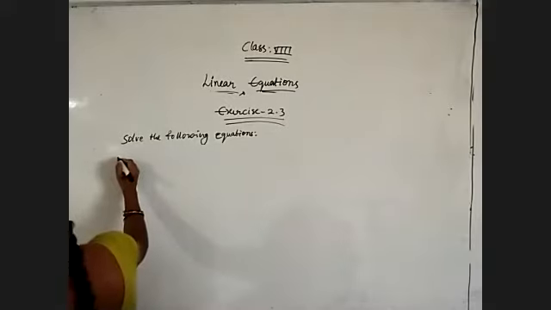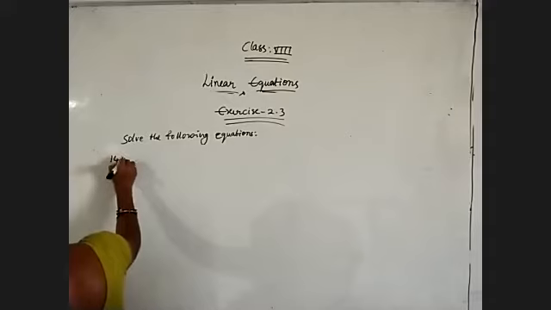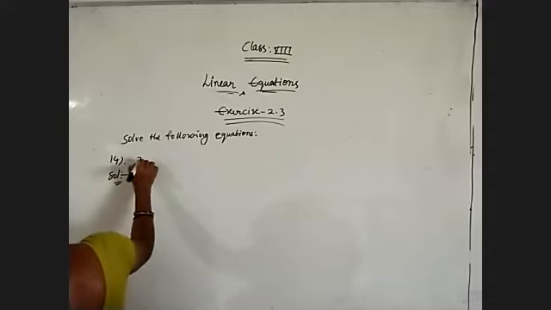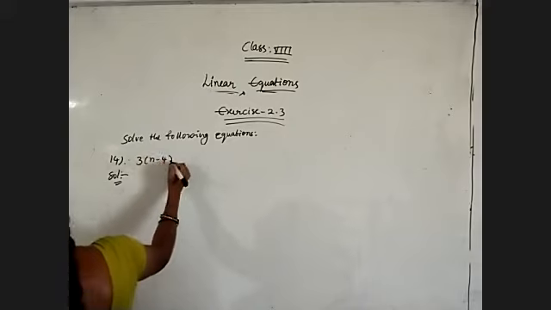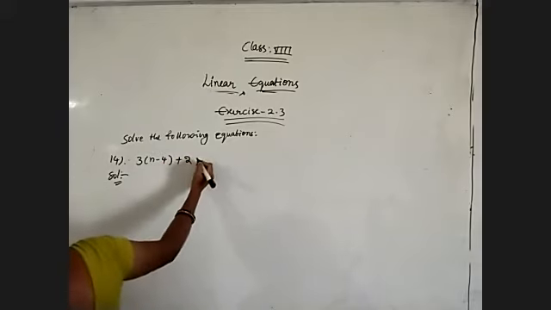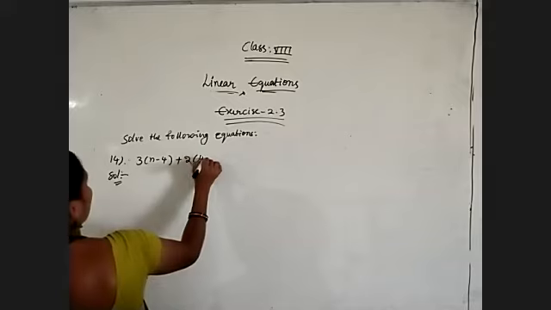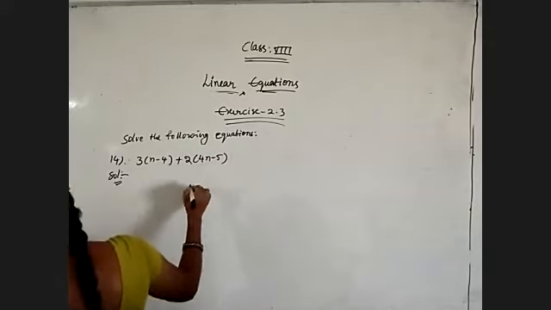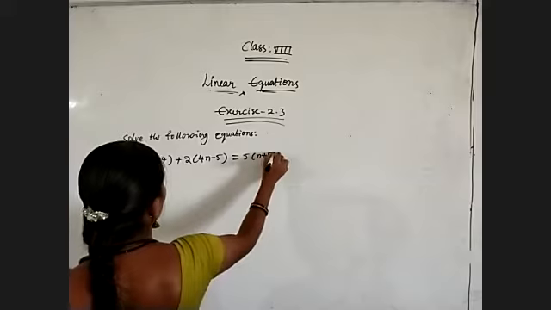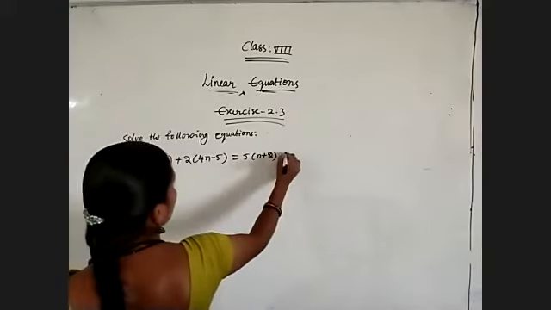I am coming back to this side. 14th problem I will explain. 3 into n minus 4 plus 2 into 4n minus 5 is equal to 5 into n plus 2 plus 16.